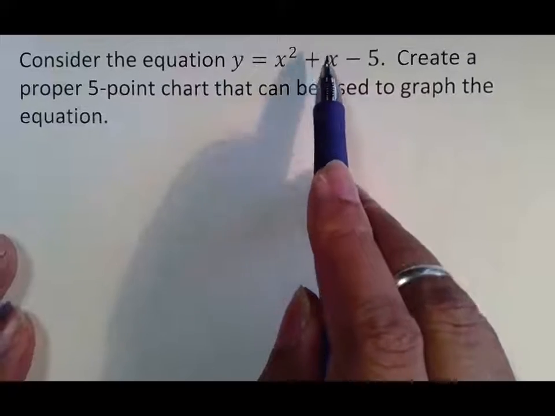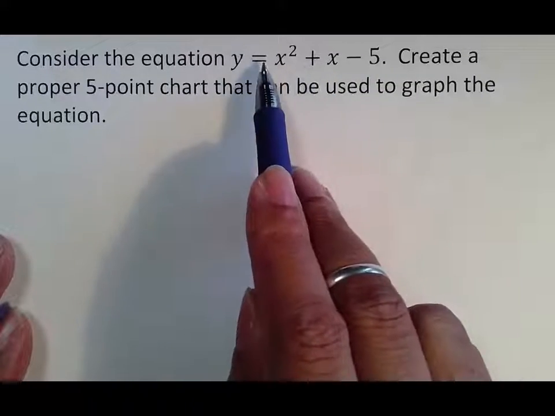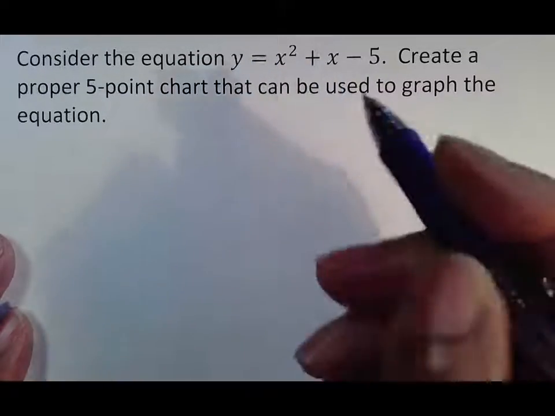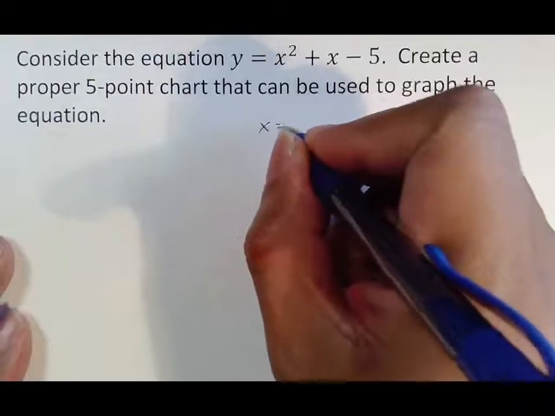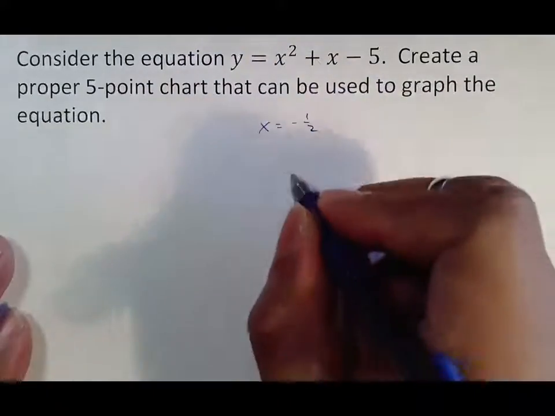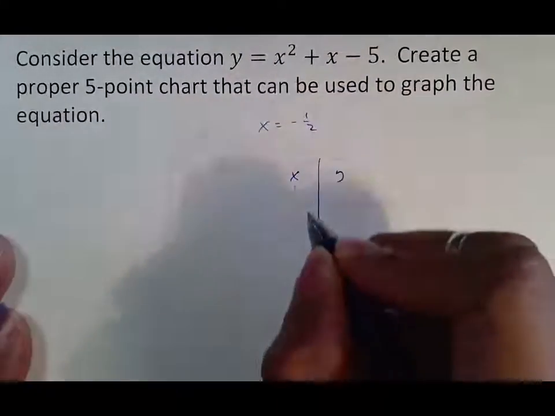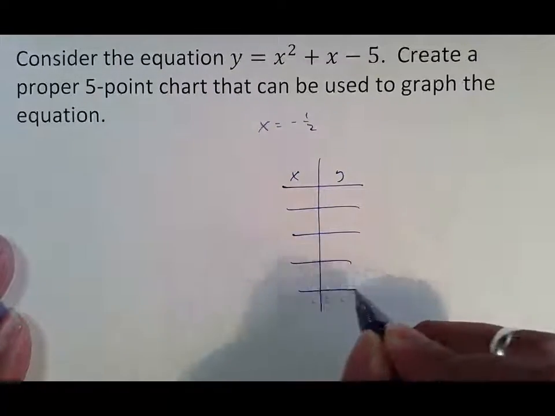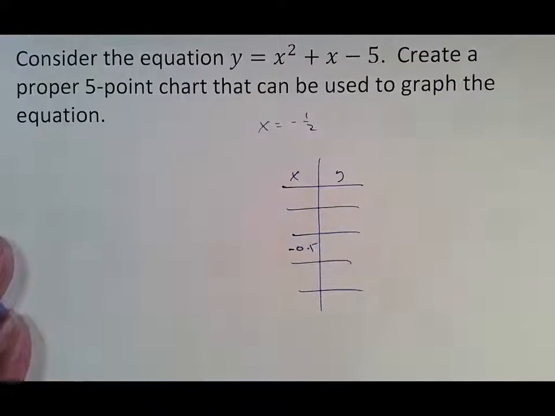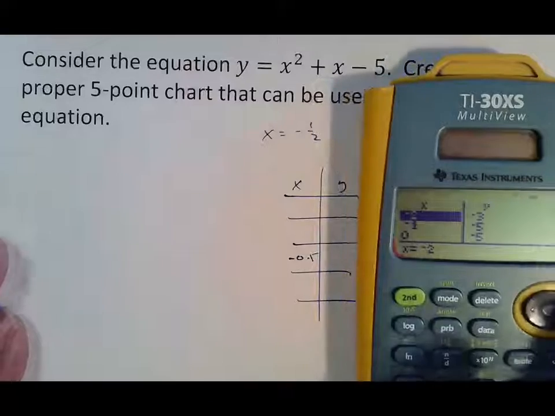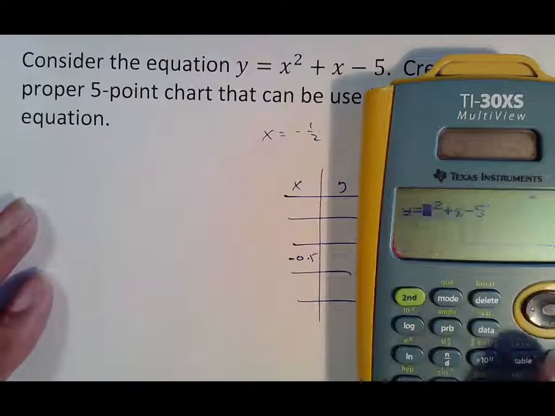But again, check this out. Negative b, which would be negative 1, divided by twice a, which is 2. Negative 1 over 2 means that my key x is negative 1/2. But with that said, you have options. Let's go back to the table real quick.